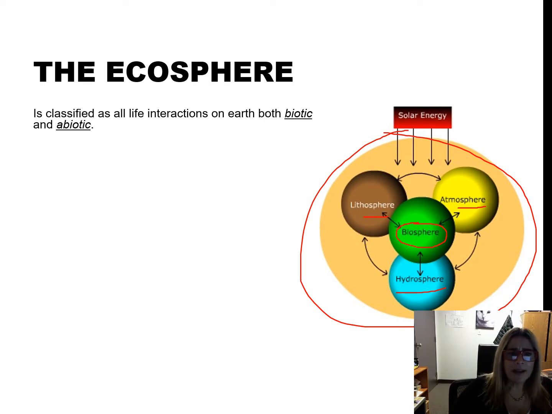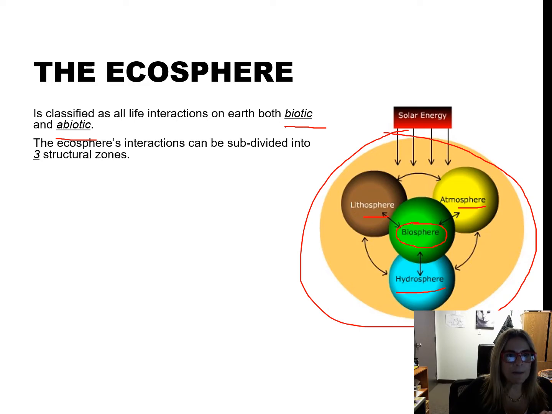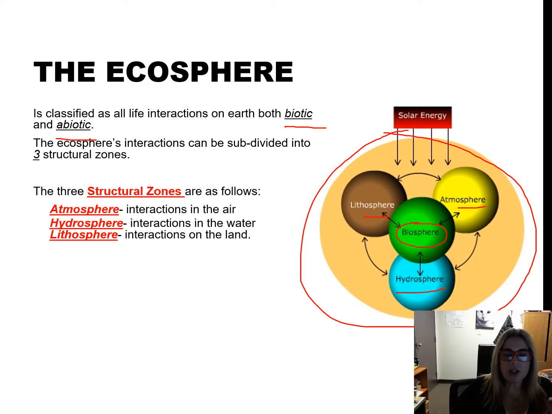All life on the planet is considered to be biotic, and the ecosphere is considered all of the interactions between the biotic, which is the living part of the ecosystem, and the abiotic, which is the non-living part of the ecosystem. The ecosphere's interactions can be subdivided into these three structural zones, like we already talked about. So we have the atmosphere, which includes all of the interactions in the air, the hydrosphere, which is the interactions in the water, and the lithosphere, which is the interactions on the land.